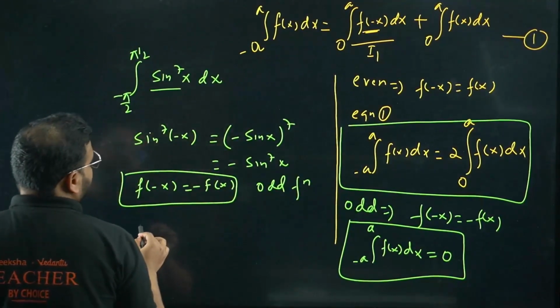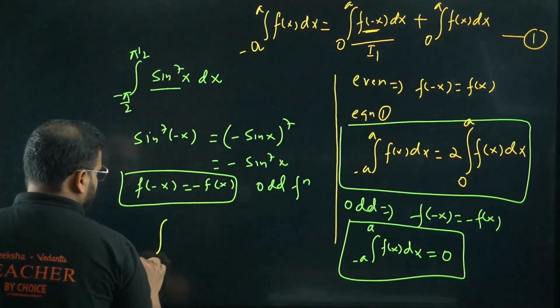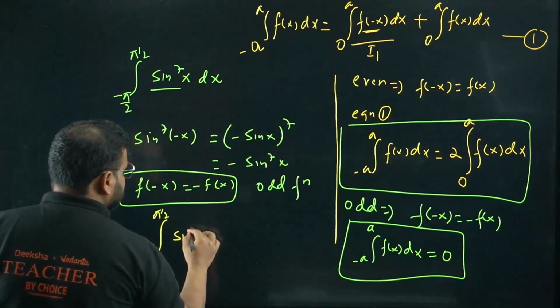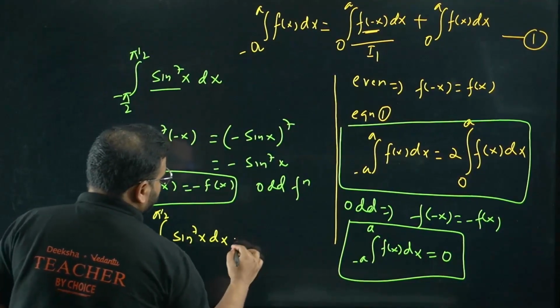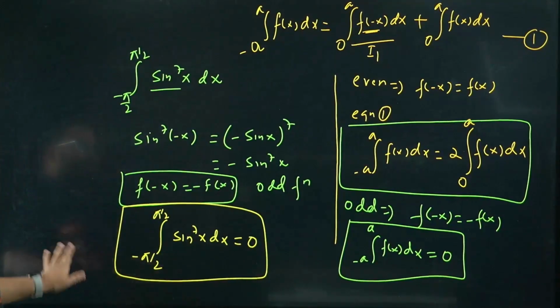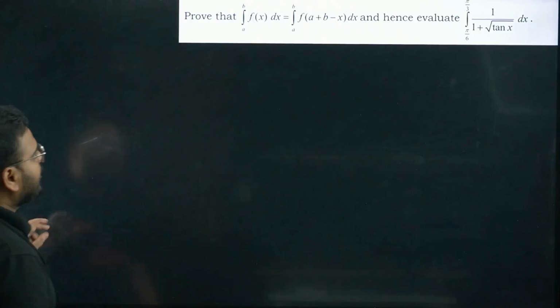Hence this value, integral from minus pi by 2 to pi by 2 of sine 7x dx, will be nothing but 0, sir. Have a look. Done from here. And this as well. Clear? Next question.